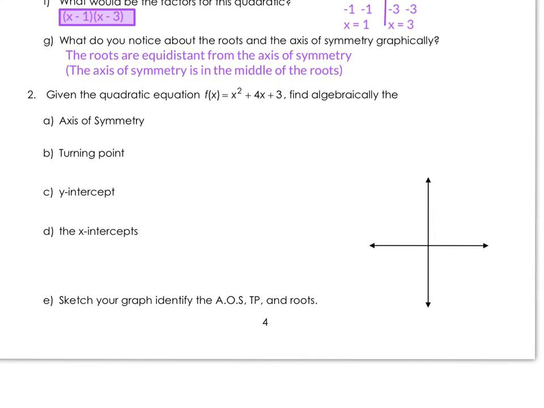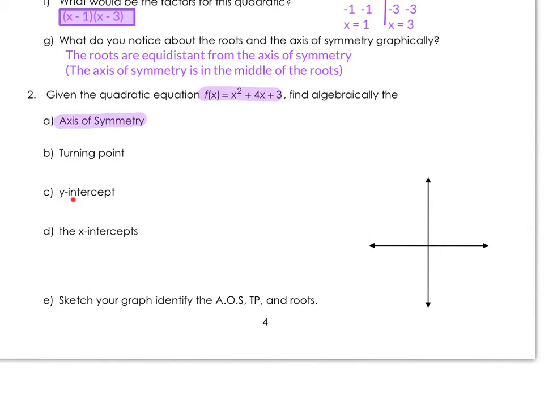So on this next part, given the quadratic function, and we have this function here. This is more of an algebraic route that you're going to be taking. Find the axis of symmetry. When you do that, you're going to use the axis of symmetry formula. When you find the turning point, remember that is just like what we did where we found the axis of symmetry first and then plug that value in place of x to find out what the y is, and then we write that as x comma y.